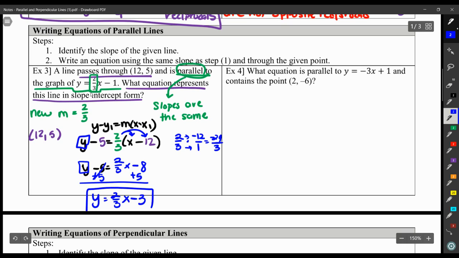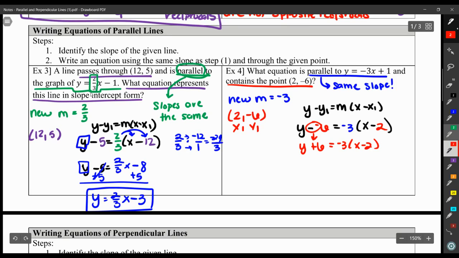So this here is the equation of the line that is parallel to this one and goes through (12, 5). And yes, these are parallel because their slopes are the same and their y-intercepts are in fact different numbers. Pause the video, try number 4. And this is one answer you could have had for example 4.